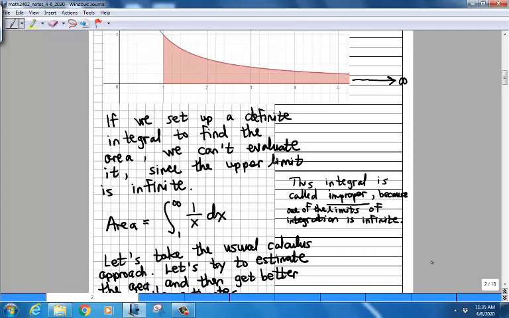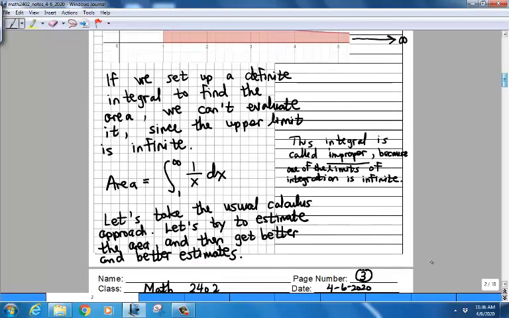So if we actually want to confirm our suspicion that this area is infinite, then we're going to have to get a little bit clever about how we approach finding this area. We can't just do it easily with a straightforward definite integral. So here's what we're going to do.